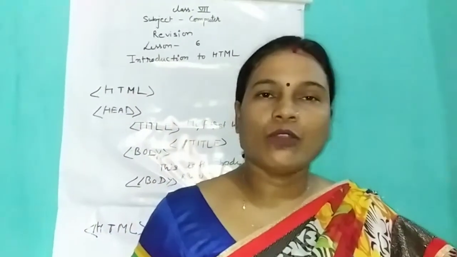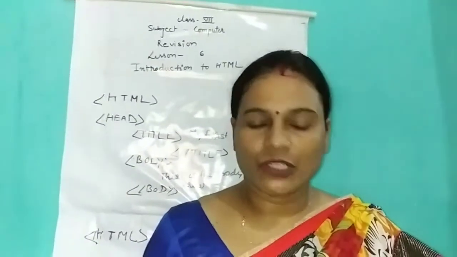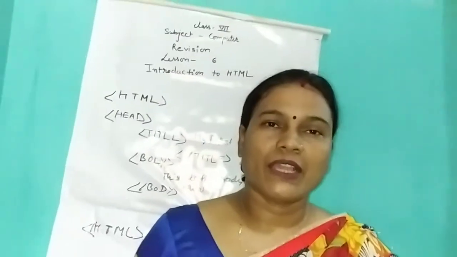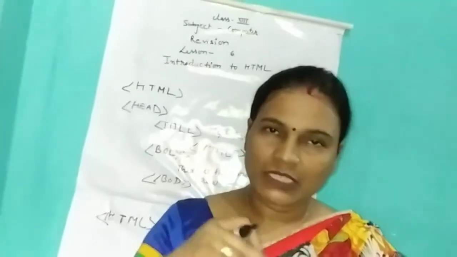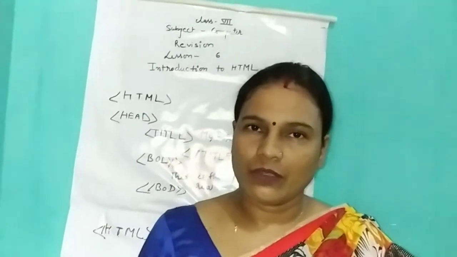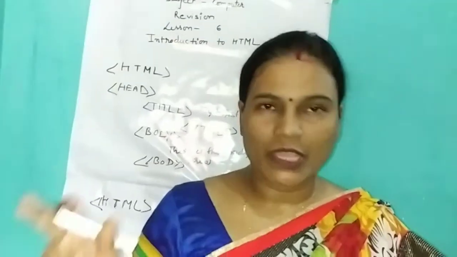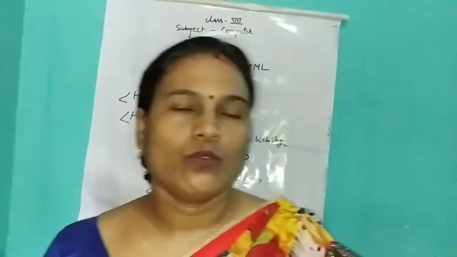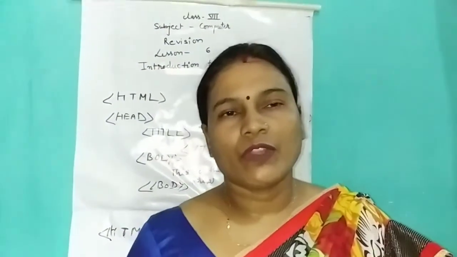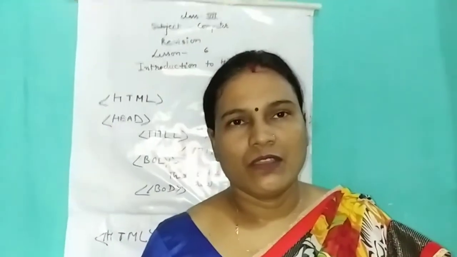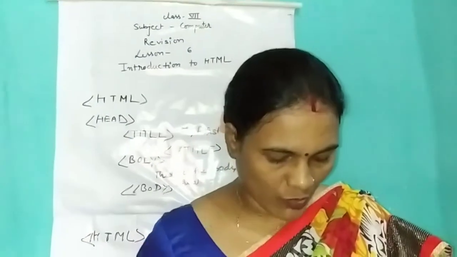Clear? So background. In the background, if you want to insert any picture, then you can use body background equals to, in double quotes, the picture name with the full path and its extension. Okay, and angular bracket close, then body close. Clear, children? Then BG color. BG color I already explained to you. BG color means background color. Whatever color you want to give, then BG color equals to pink. Okay, then angular bracket close and body close.